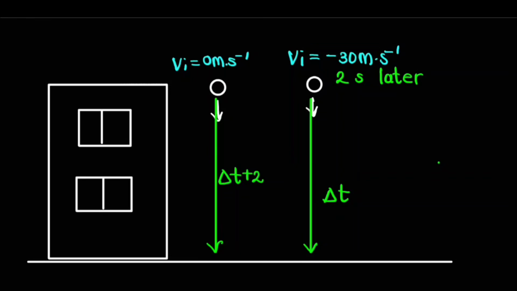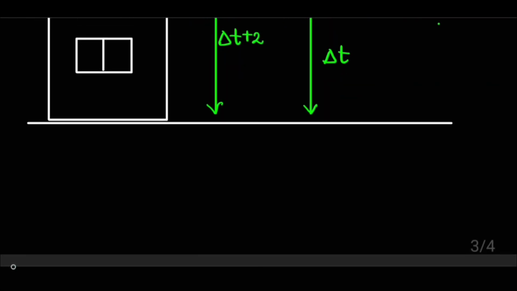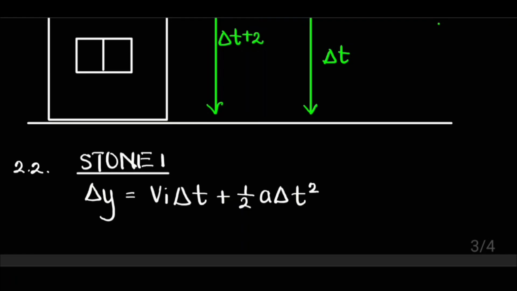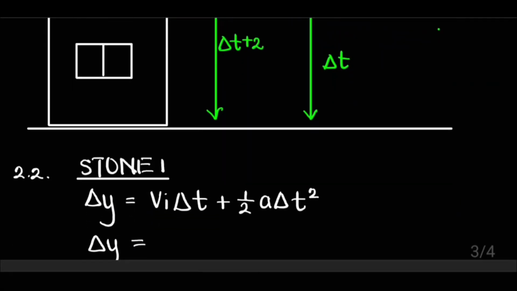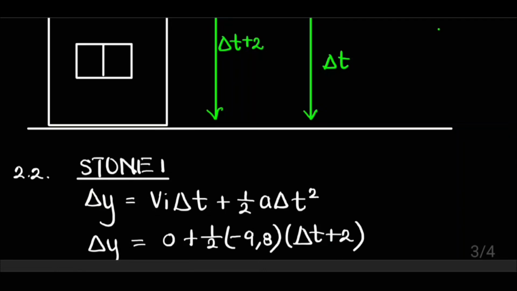Okay, so I'm going to start off by working with the first stone. I'm going to substitute the information, then I'll go on to the second stone. Here is our formula. Delta y is unknown. That is going to just stay as delta y. So stone 1 was dropped. And when an object is dropped, its initial velocity is 0. So the first term is 0. Then we have a half into negative 9.8. And our delta t is going to be delta t plus 2 because it had that extra 2-second head start.